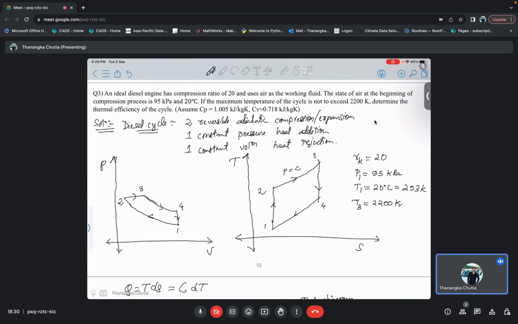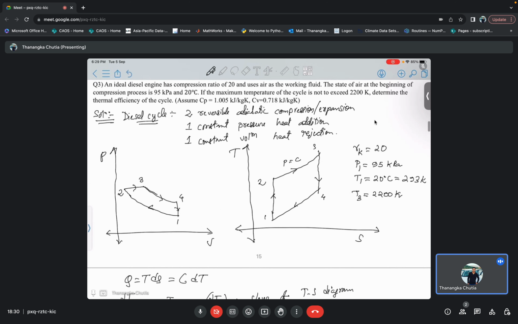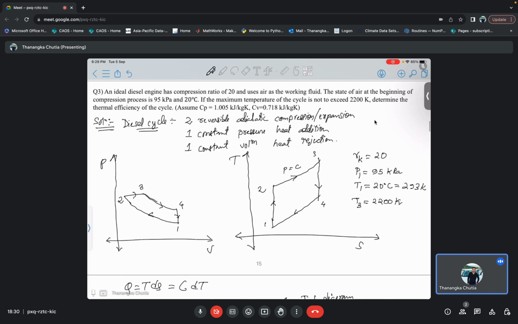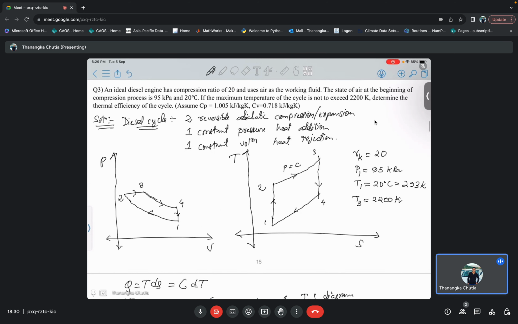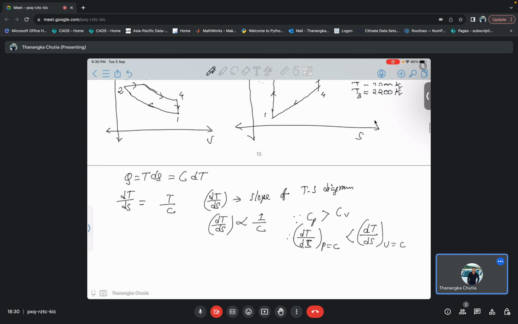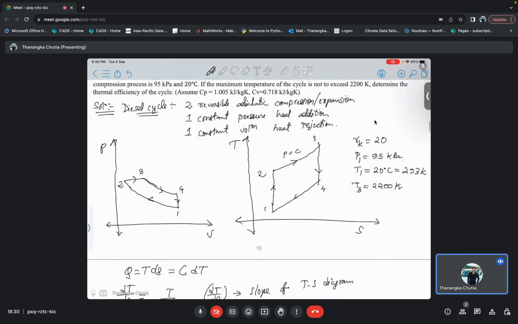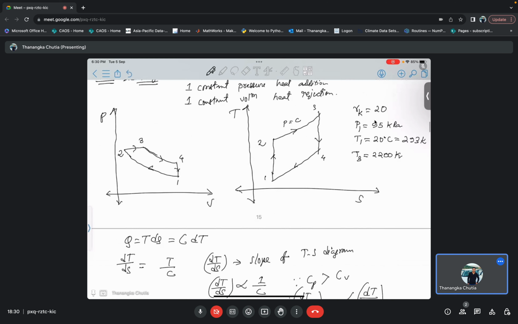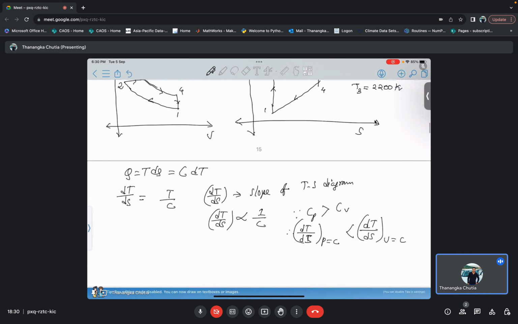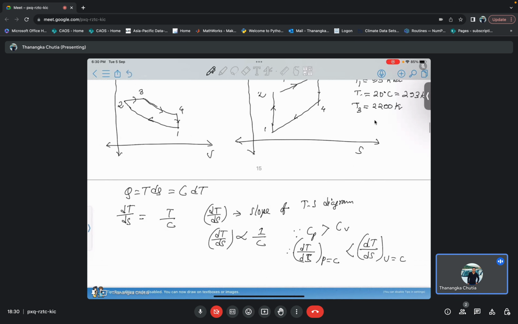And Cp and Cv values are given, which we already know. And from here gamma we can calculate as 1.4. Correct. So now what we have to do is calculate the efficiency of this cycle. So how will we do that now? We will just calculate the temperatures at each step.